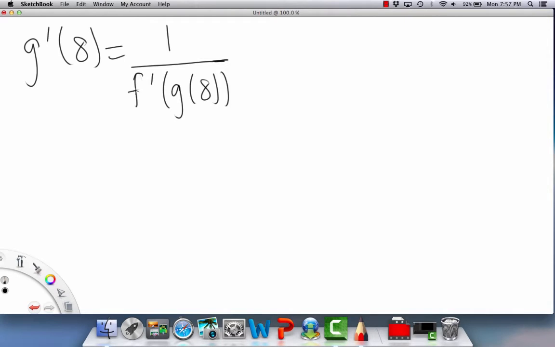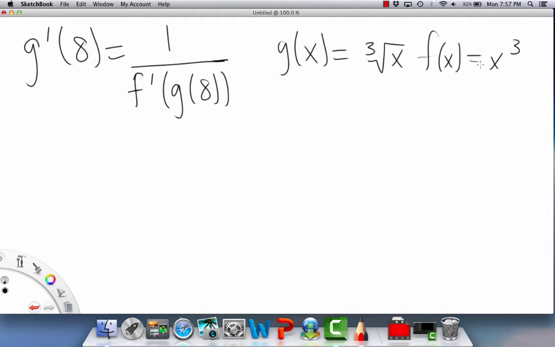So then the question is, we had g of x here, which we knew was the cube root of x, right? And I'll rewrite this: f of x was x to the 3rd. Now we just plug things in. g of 8: if we plug in an 8 here, the cube root of 8 equals 2. So now we know what goes in this spot. That's going to be 2.